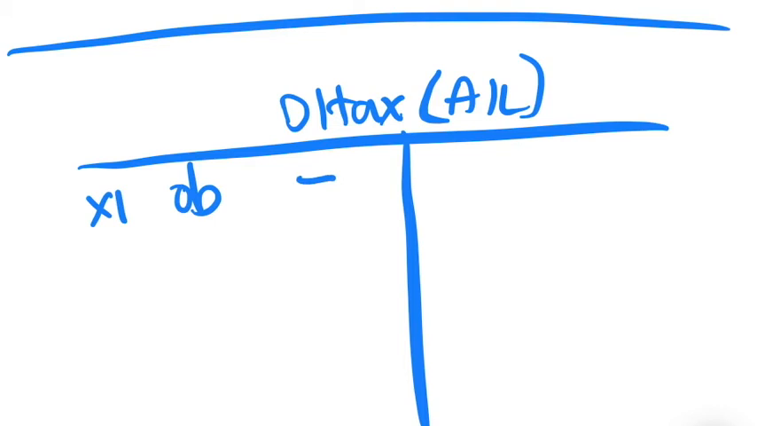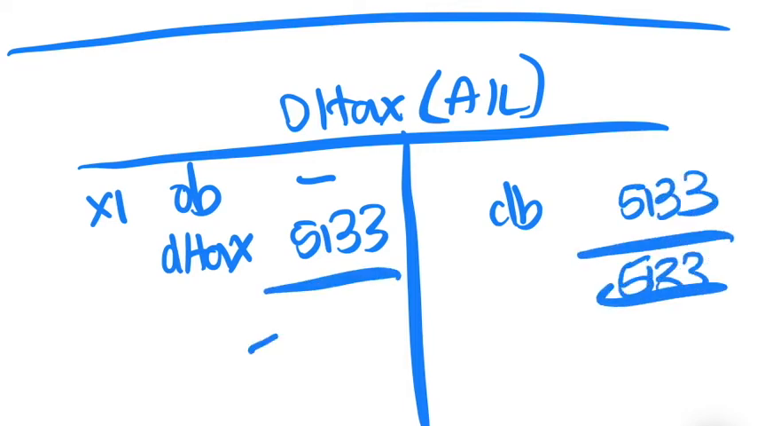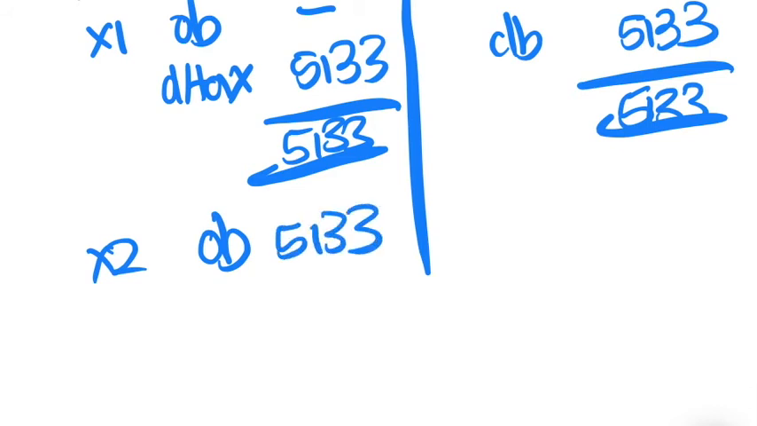However, because the business is able to demonstrate that they are going to have future tax profits against which they will recognize the assessed loss, that means that they can recognize the full assessed loss of 5,133. So now our closing balance is 5,133. Let's just balance this account, and then it means that in X2 we have an opening balance of 5,133.